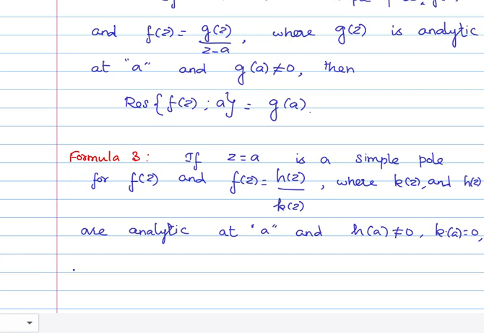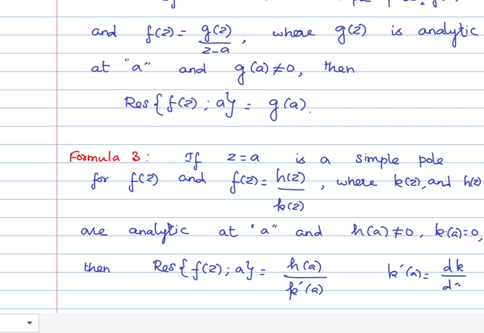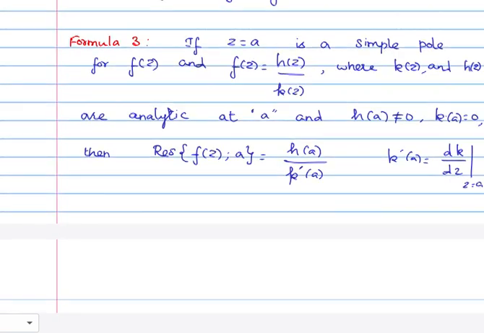you can write then residue of f of z at a is nothing but h of a divided by k prime of a. So you want to take the derivative with respect to z and substitute the value z is equal to a. Here k prime of a means nothing but dk divided by dz at z is equal to a. That's it. This is the third formula.